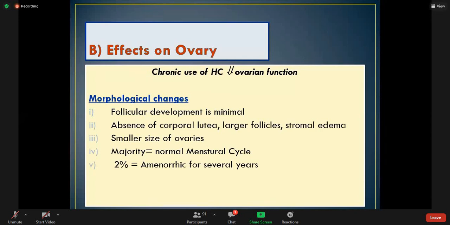Number two, even if beta HCG shows a negative result, this amenorrhea could be due to increased prolactin level. This is one of the reasons, right? So how can we decrease the level of prolactin? By using a dopamine agonist.